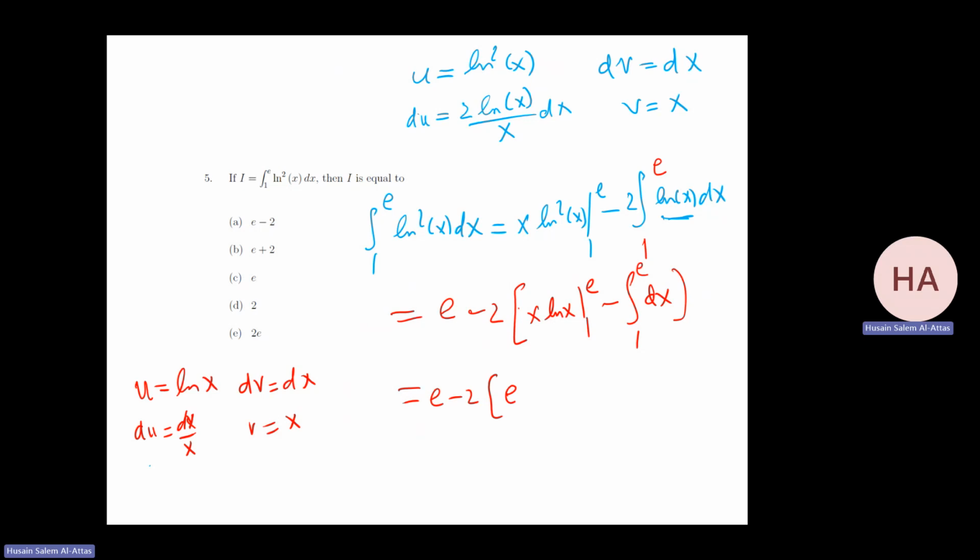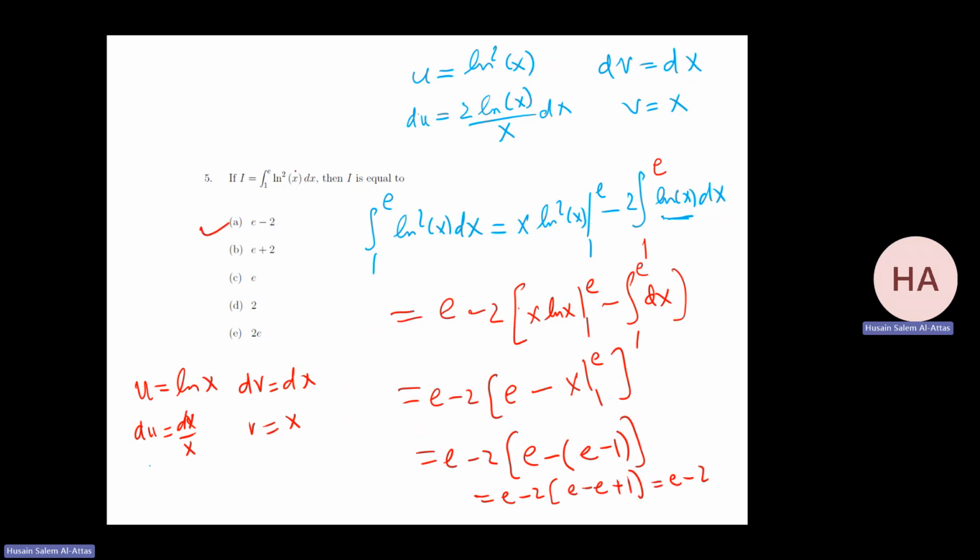The rest is 0. Now I need the integration here, that will be x from 1 to e. That's e minus 2 times e minus 1. That gives me e minus 2e plus 2, so I have e minus 2, which is this one.